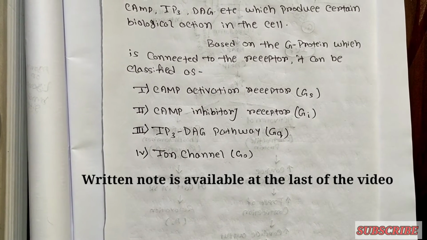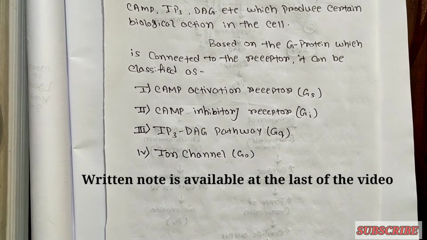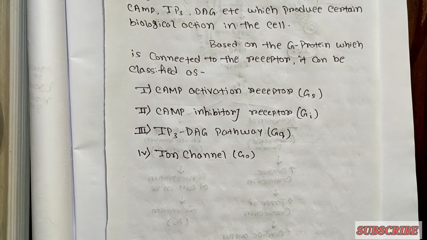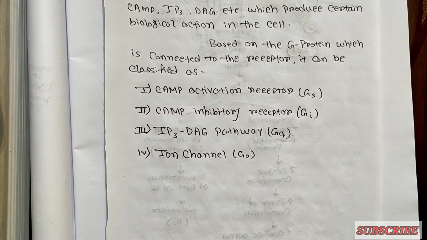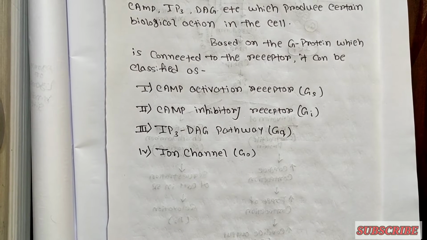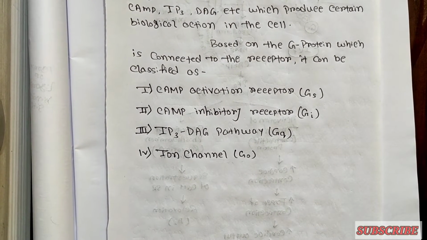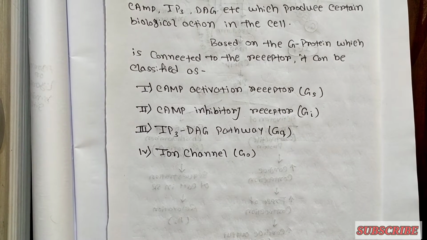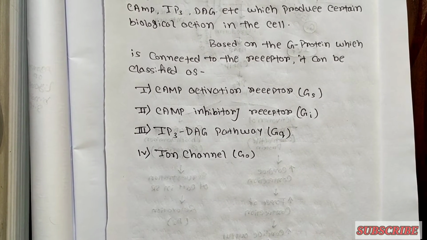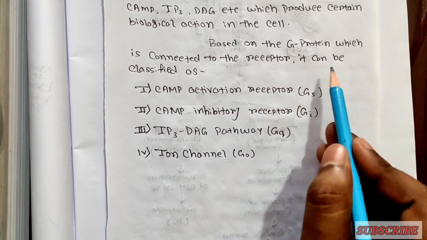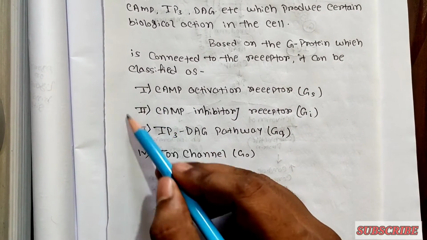Hello everyone. In the last video we learned the basics of the G-protein coupled receptor, and in this video we are going to discuss the different types of G-protein coupled receptor. Based on the G-protein connected to the receptor, it can be classified into four types.